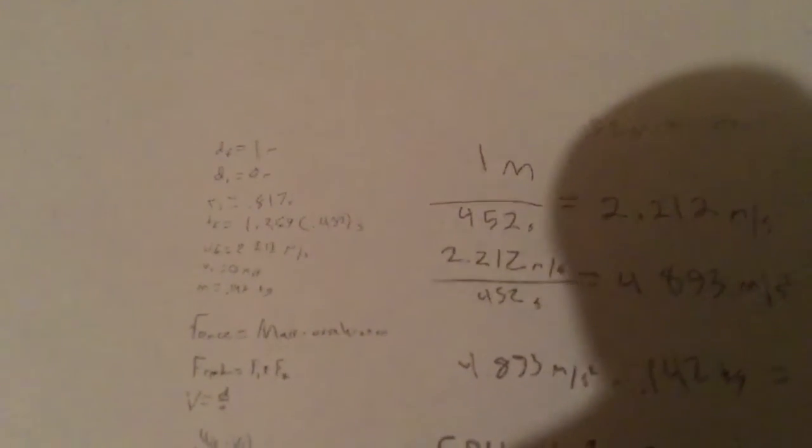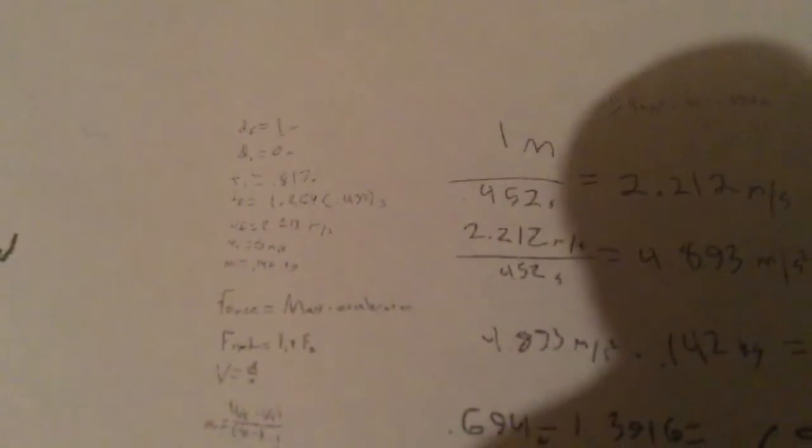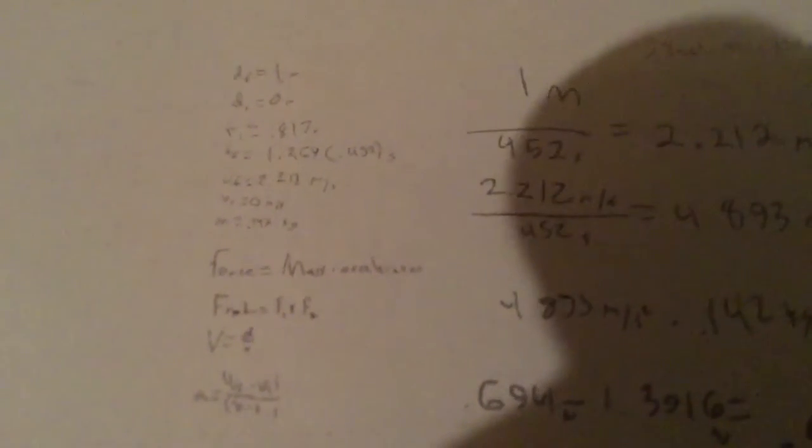Then for my velocity final, I had 2.212 meters per second. For my velocity initial, I had 0 meters per second. The mass of the object was 0.142 kilograms.